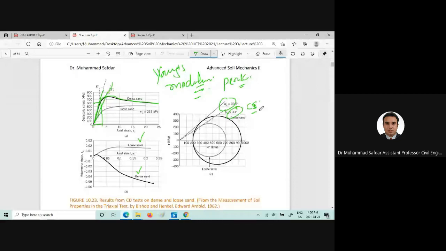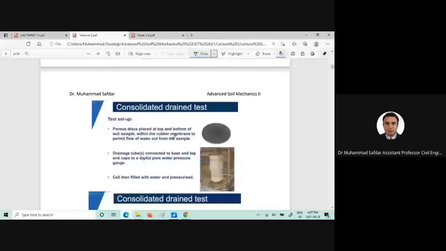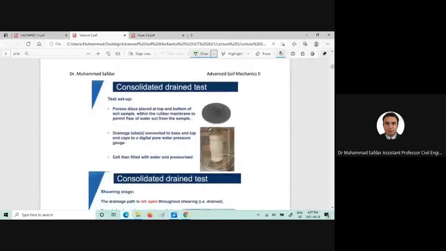How do we perform the consolidated drained test? First, we need the porous stones, or some people call those porous discs as well. We need those drainage tubes because the pressure will be generated or the sample will be flushed through the drainage tubes.